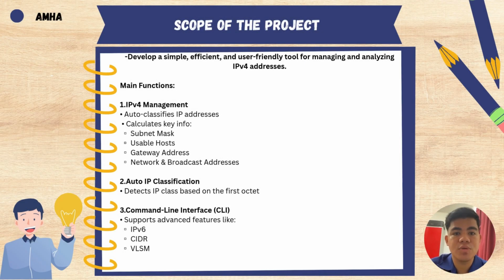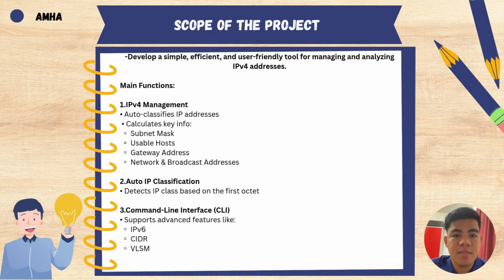Assalamualaikum warahmatullahi wabarakatuh. My name is Mohammad Amha Fahmi bin Anuar. Thank you, Hasya, for explaining the problem background. So I will focus on the scope of the IP address classification system. The main objective of the IP address classification system is to develop a simple, efficient, and user-friendly application to assist in the measurement and analysis of IPv4 addresses.